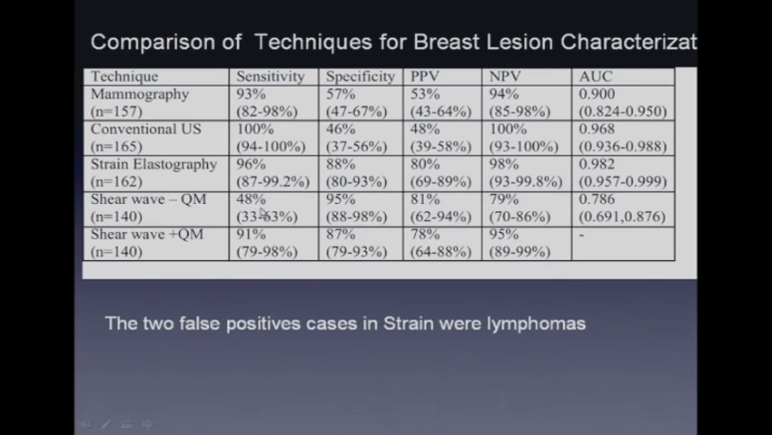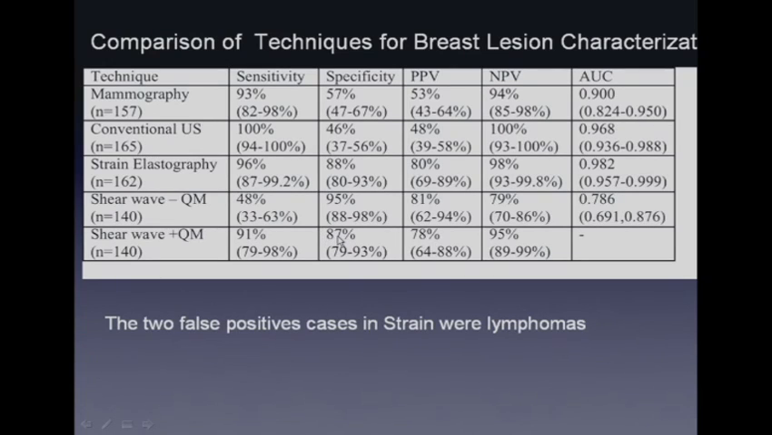If we look at the shear wave imaging without the quality measure, our sensitivity was quite low at 48%, but we had a very high specificity at 95%. But if we add the quality measure, knowing that if the lesion is solid and we have a very poor quality measure, this is because it is a breast cancer, we markedly increase our sensitivity up to 91%, and our specificity we lose a little bit, dropping to 87%.